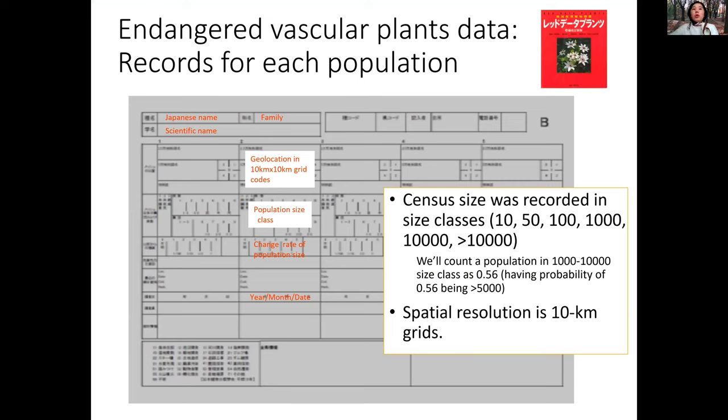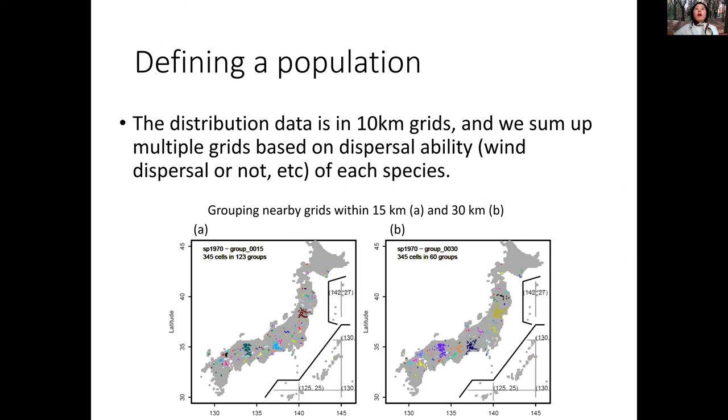This is an example of records for population size for red list plants. Census size was recorded in size classes in 10 kilometer grids. To define a population, though the distribution data is in 10 kilometer grids, we sum up multiple grids based on the dispersal ability of each species.